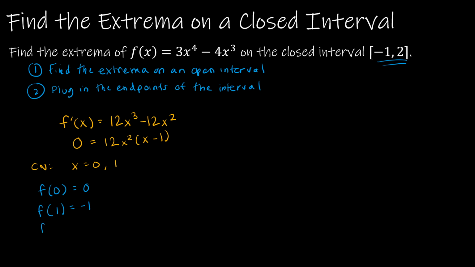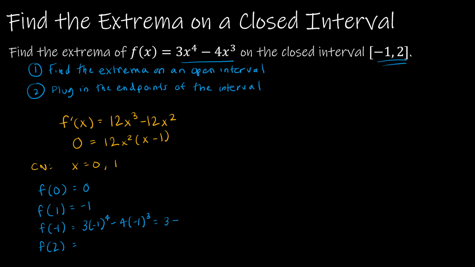But now I'm also going to plug in -1 and 2, because those can also be min or max values. So if I plug in -1, again, that's back into the original function, because I want to know the y value of the original function. This is 3 times -1 to the 4th minus 4 times -1 to the 3rd. That's 3.